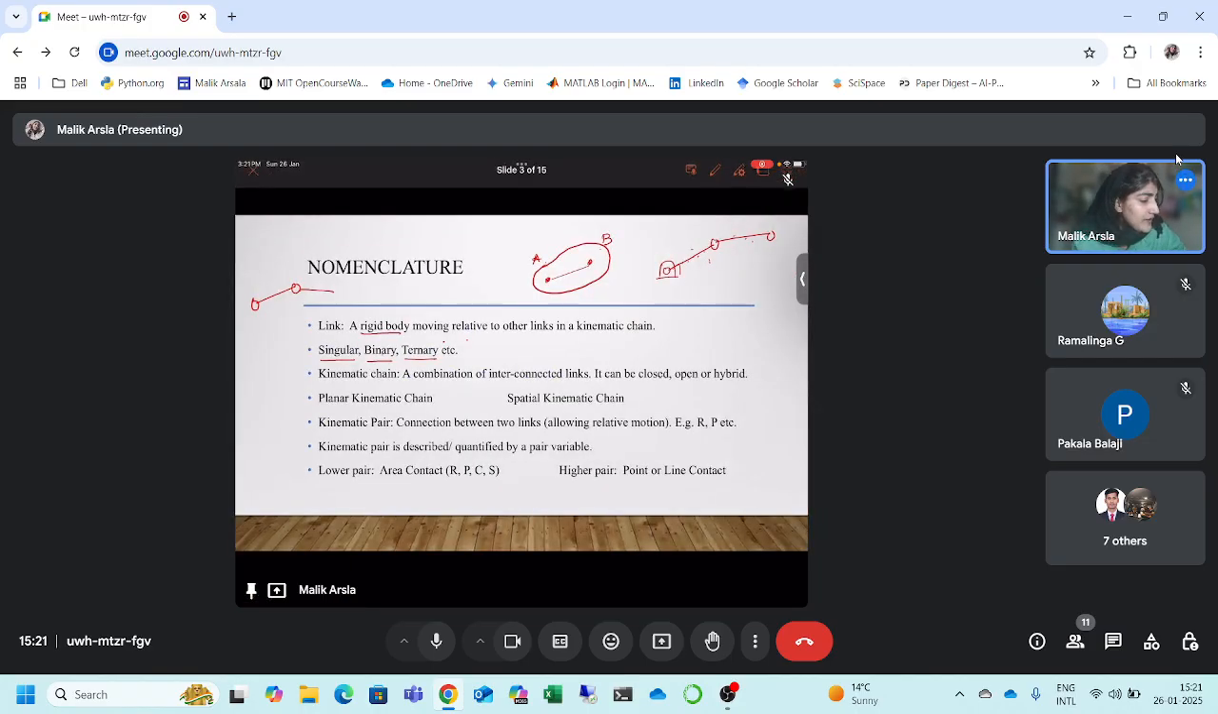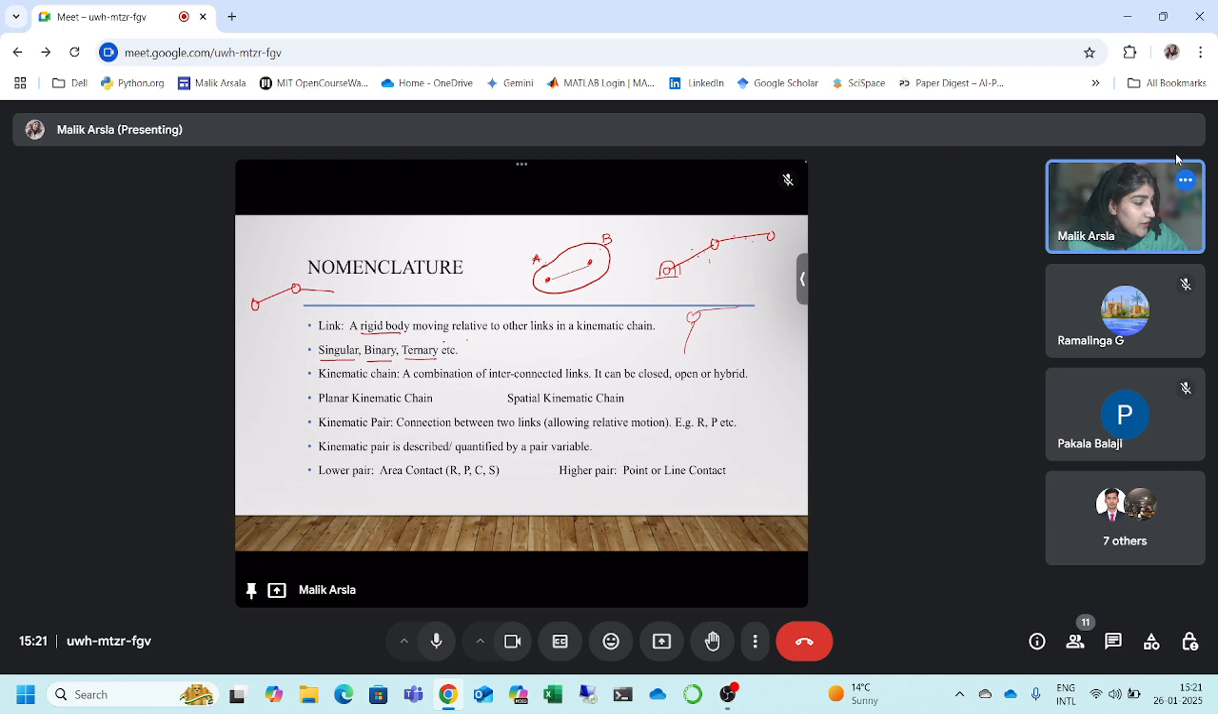For example, we have this kinematic chain. It is a four bar mechanism. Here you can see that this link has two connections. One, it is connected to this link, and other, it is connected to this link. Similarly, this link also is connected to two links. This link also is connected to two links. So here we don't have any singular link. It can be classified as a closed kinematic chain.